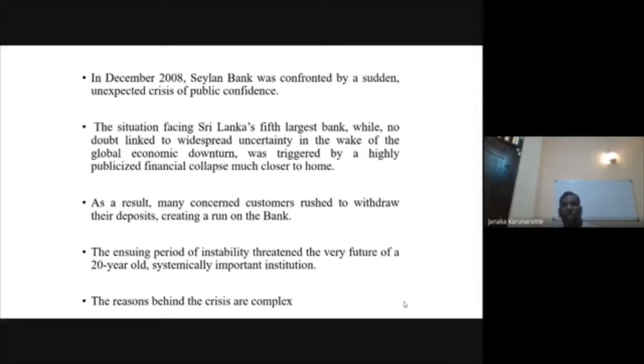Let's go through it now. In December 2008, those who were at Ceylon Bank or any other bank would know, Ceylon Bank was confronted by a sudden, unexpected crisis of public confidence. Okay, a severe loss of confidence as a result of the failure of a certain company in the Cyclical group, which led people to lose confidence. In banking business, one of the most important things is to maintain public confidence. It takes only a few seconds for a bank to fail if you lose the confidence. So this is what happened to Ceylon Bank. There was less public confidence, and people started withdrawing money.